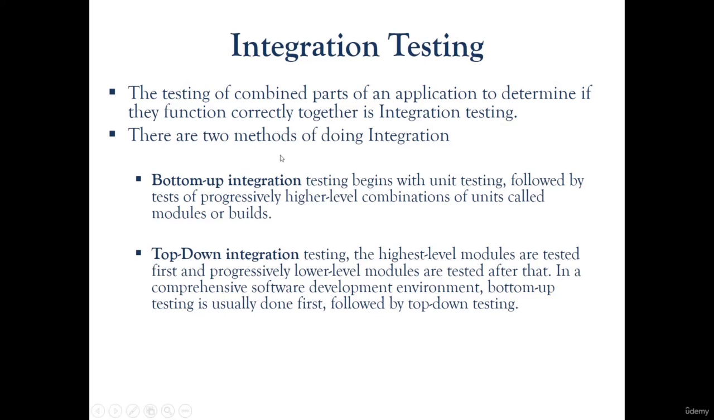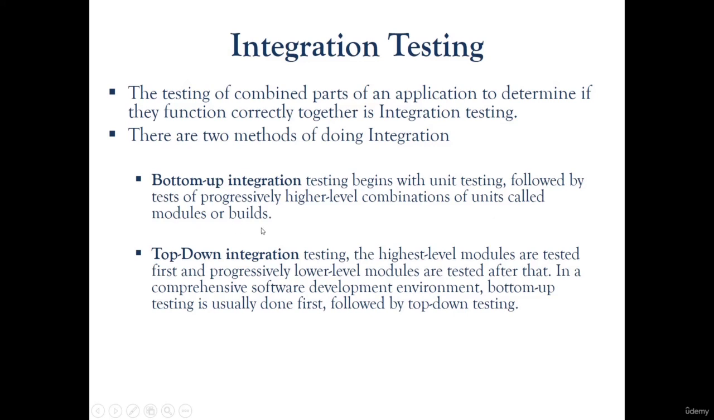Mostly there are two types of integration testing. The first one is bottom-up integration and the second one is top-down integration. So let's talk about bottom-up integration. Bottom-up integration testing begins with unit testing. So if you are just testing a single module or one component of a website, this is called bottom-up testing, and this type of testing is basically a progressively higher-level combination of units called a module or build.